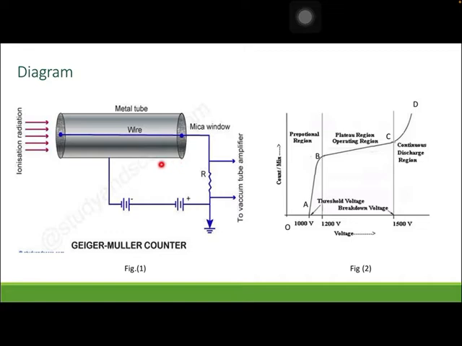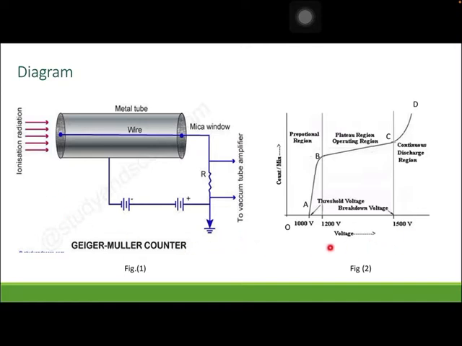This ionizing radiation is falling at the window of that particular tube, and they are entering the tube at one end of this. Okay, so that is the construction of the GM counter. And how you get the performance of the GM counter, we call it the characteristic curve of the GM counter. It is shown in figure 2. Figure 1 will show you the construction of this GM counter.